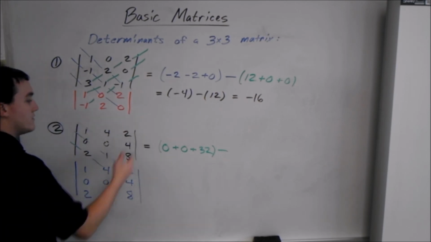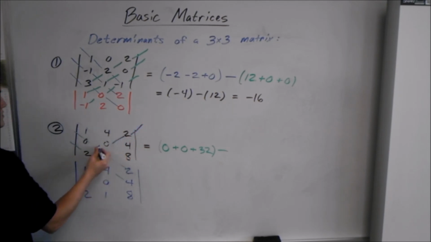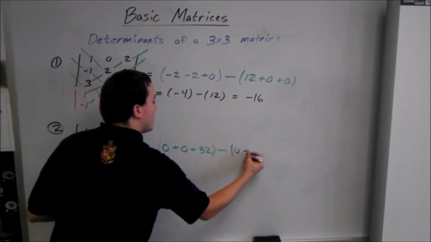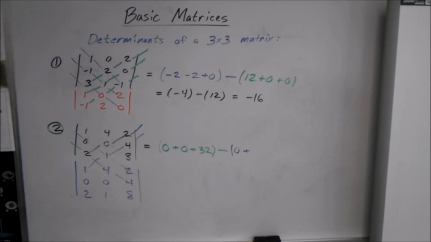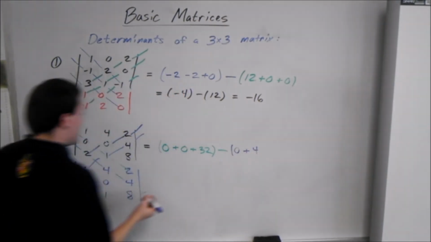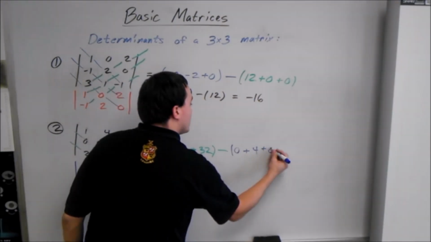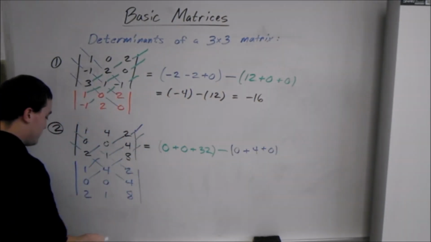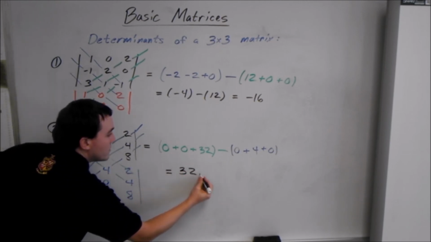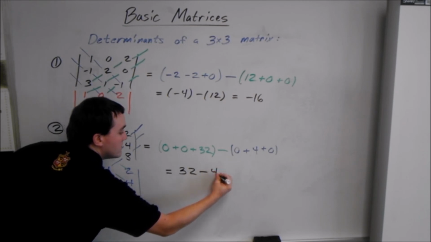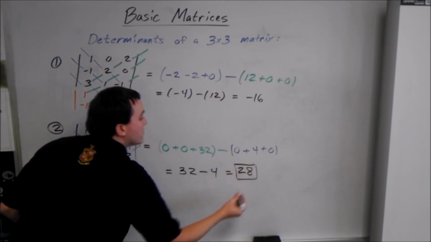the diagonals coming from the right-hand side. So we have 2 times 0 times 2, that's 0, plus 4 times 1, that's 4. And then we have 8 times 4 times 0, which is 0 again. So our determinant here is just going to be 32 minus 4, which is 28.